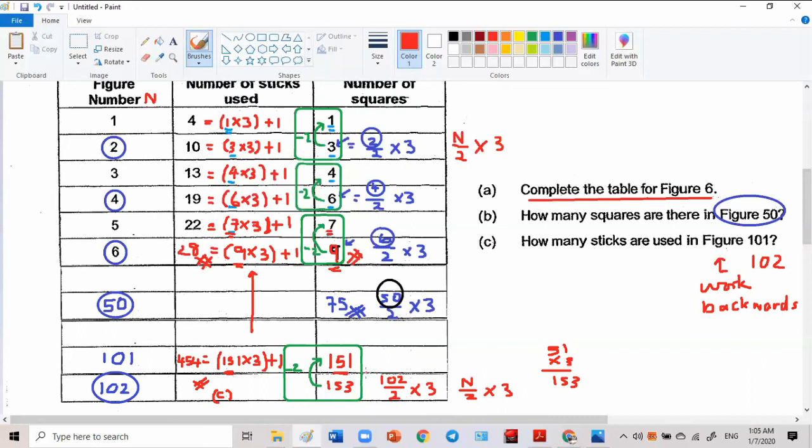Part B, the number of squares is 75. And we have just filled up all the table for figure 6. Okay? So people, this is the way to do number pattern. It will be good if you can find a secret formula, like I always tell my students. Look for a secret formula and your life is a whole lot easier.